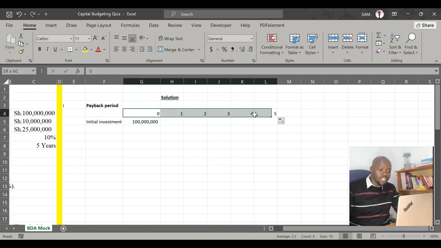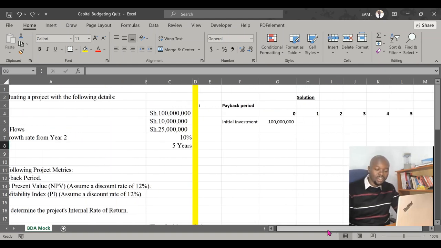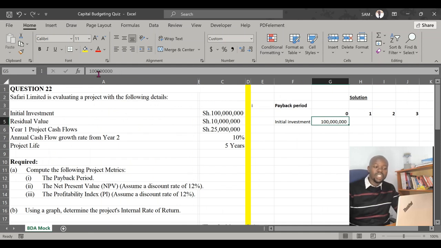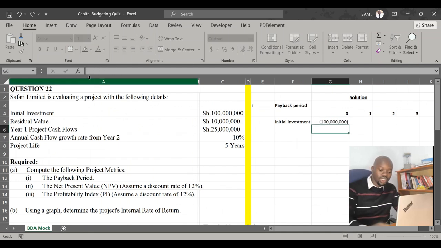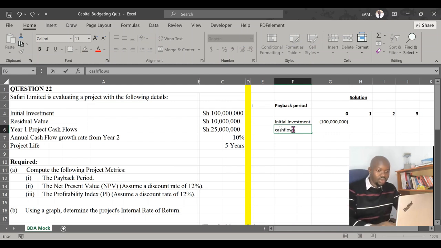So with the years listed from year 0 to year number 5, like that, initial investment, we can see it's the 100 million, and initial investment is an outflow. So I would want to put it there as a negative. It is an outflow, so I will put it as a negative. Then we start with cash flows. So we go to cash flows.